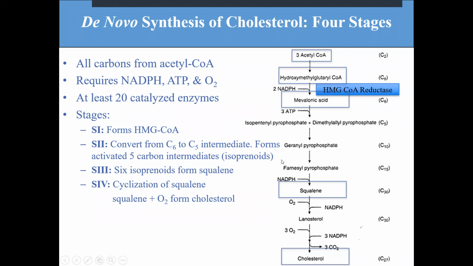Okay, so 4 steps that you need to know. The first one is you make HMG-CoA, then you reduce it to mevalonic acid, and then you make squalene from mevalonic acid by first converting it into C5 and then stacking those C5 together. And the final step is you make cholesterol from squalene. You don't need to worry about all of this stuff in the middle. That's basically just filler.